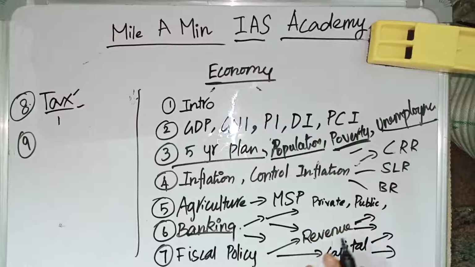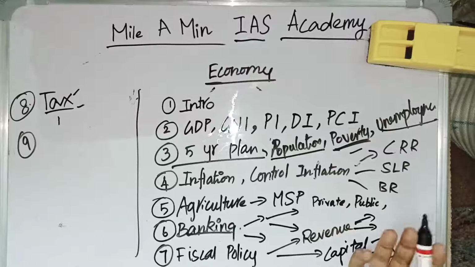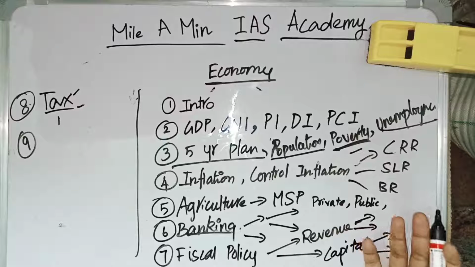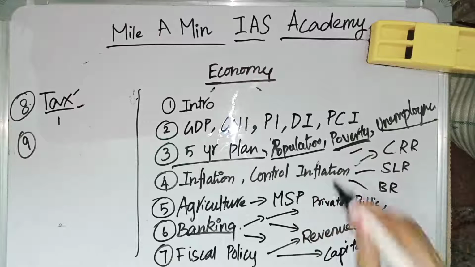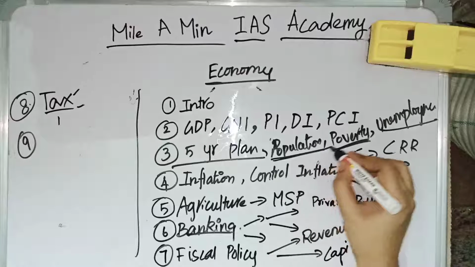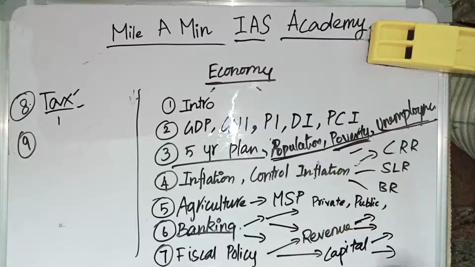And in unemployment, we have many types of unemployment like cyclical unemployment, underemployment, frictional unemployment, disguised unemployment. We will be seeing the types of unemployment and the reasons for unemployment, and the schemes which the government has introduced to fight population, poverty as well as unemployment will be discussed together.